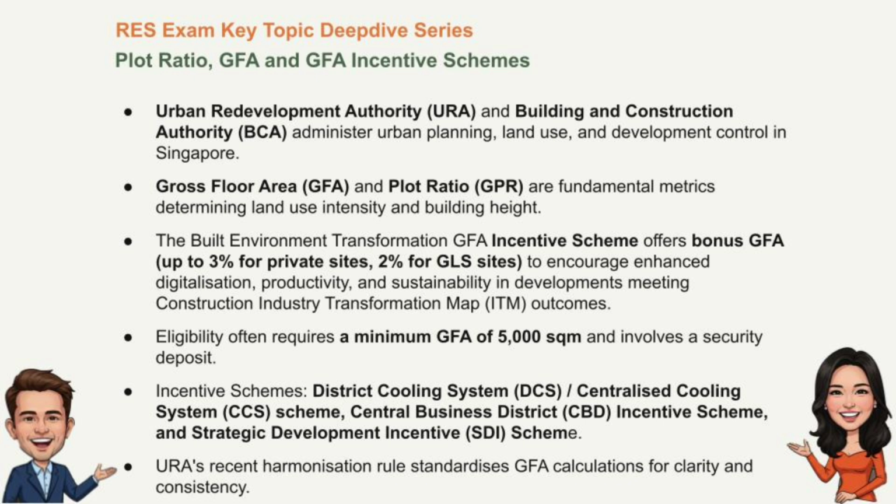So it shapes the skyline? It shapes the skyline, ensures light and air reach the streets, manages visual impact. It's all interconnected. But there's always a but, isn't there? Can you always build right up to the maximum height or GFA allowed by the plot ratio? Or are there other things that can limit you?